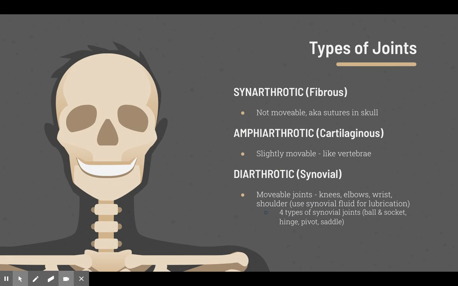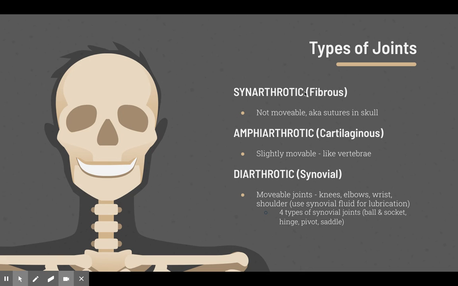You also need to know the three types of joints. They do have two different names, which are interchangeable. So make sure that you recognize those and know that those words basically mean the same thing.